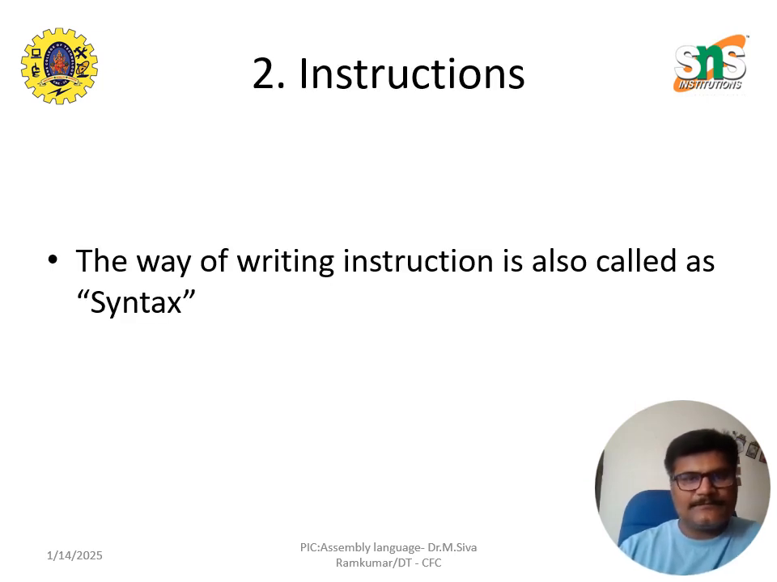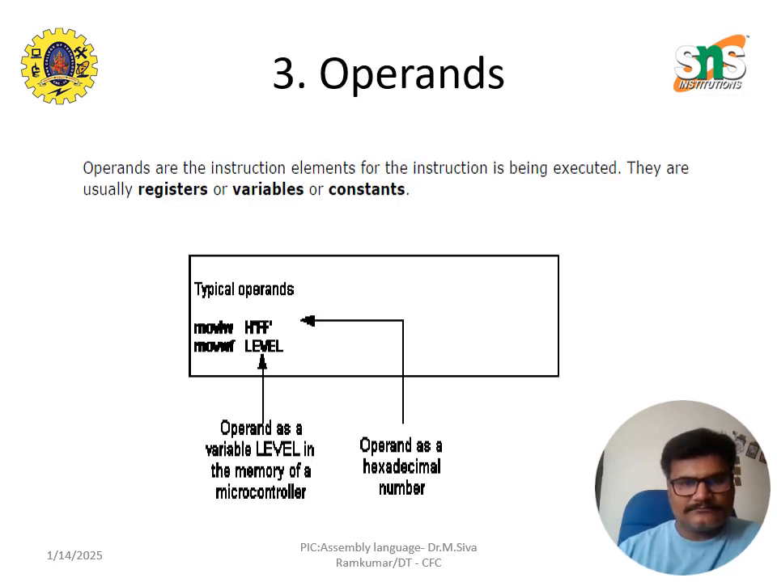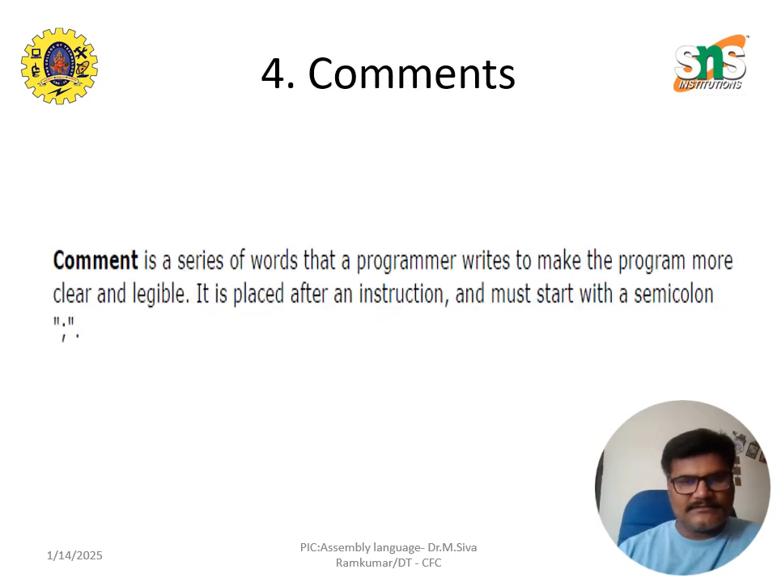Second, we have instructions. A set of commands written in a specific syntax understood by the assembler. For example, it can be mov, add, and subtract, etc. And this is an example. Operands represent the data manipulated by the instructions, which can be a constant, variables, or memory addresses. Then we have comments. Notes added for programmer understanding, beginning with a semicolon and can be ignored by the assembler.